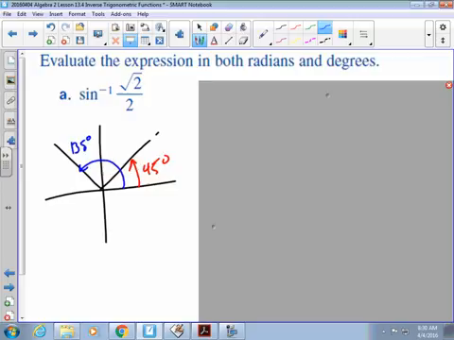The radian measurement for the red one, as I have it listed, is pi over 6. And the radian measurement of the blue one, as I have it listed, is 3 pi over 4. Remember, that's talking about the distance around the circle.